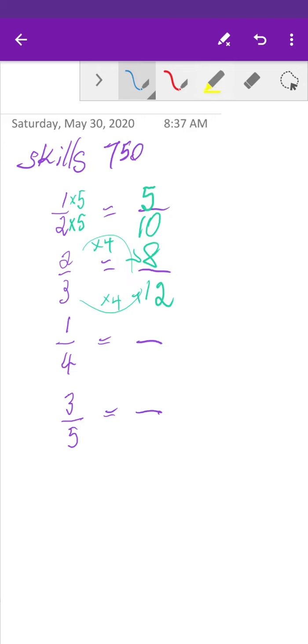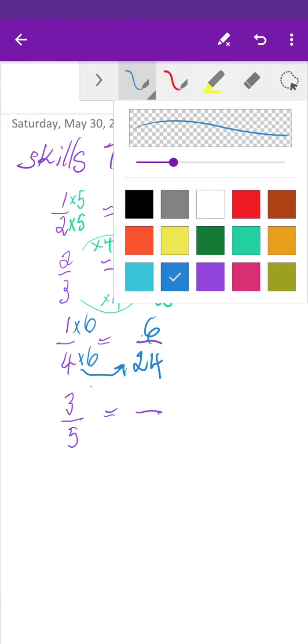Alright, let's do one for a quarter. Let's try 24. Well, what number goes on top? So it's still a quarter. It's an equivalent fraction to a quarter. Now, what do we multiply 4 times to get to 24? If I times 4 times 6, I must multiply 1 times 6. And so 1 times 6 is 6. So these are equivalent fractions.